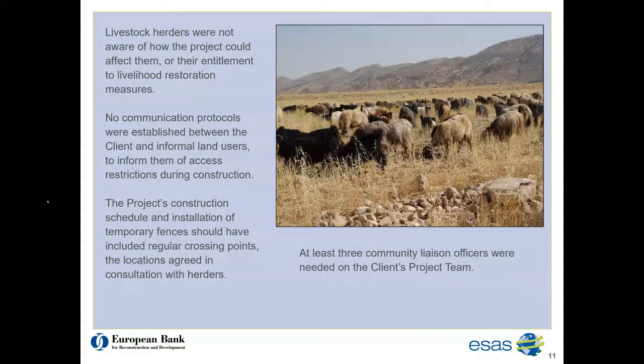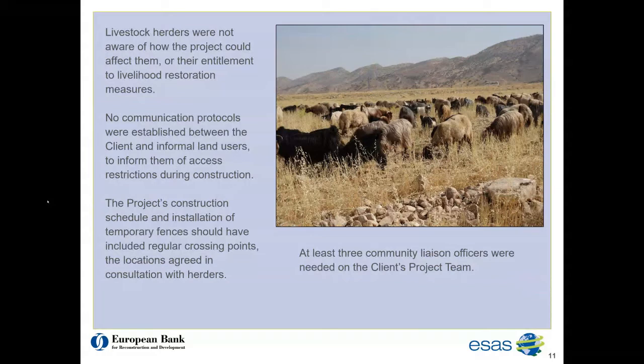For example, there was going to be the installation of fences during construction, restricting access to certain locations of the project area, where the access roads are to be upgraded or where the turbines are to be installed. And the herders were not aware of those access restrictions that would take place in the future. They were also not aware of the entitlement to livelihood restoration measures.